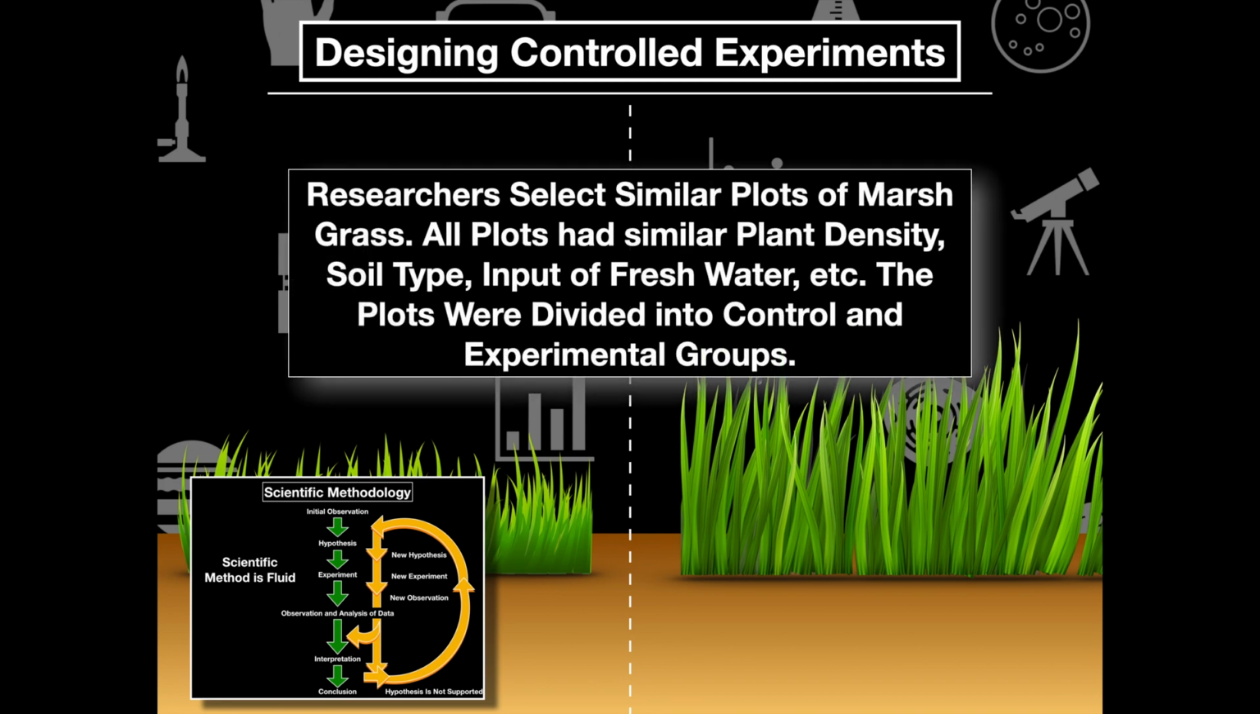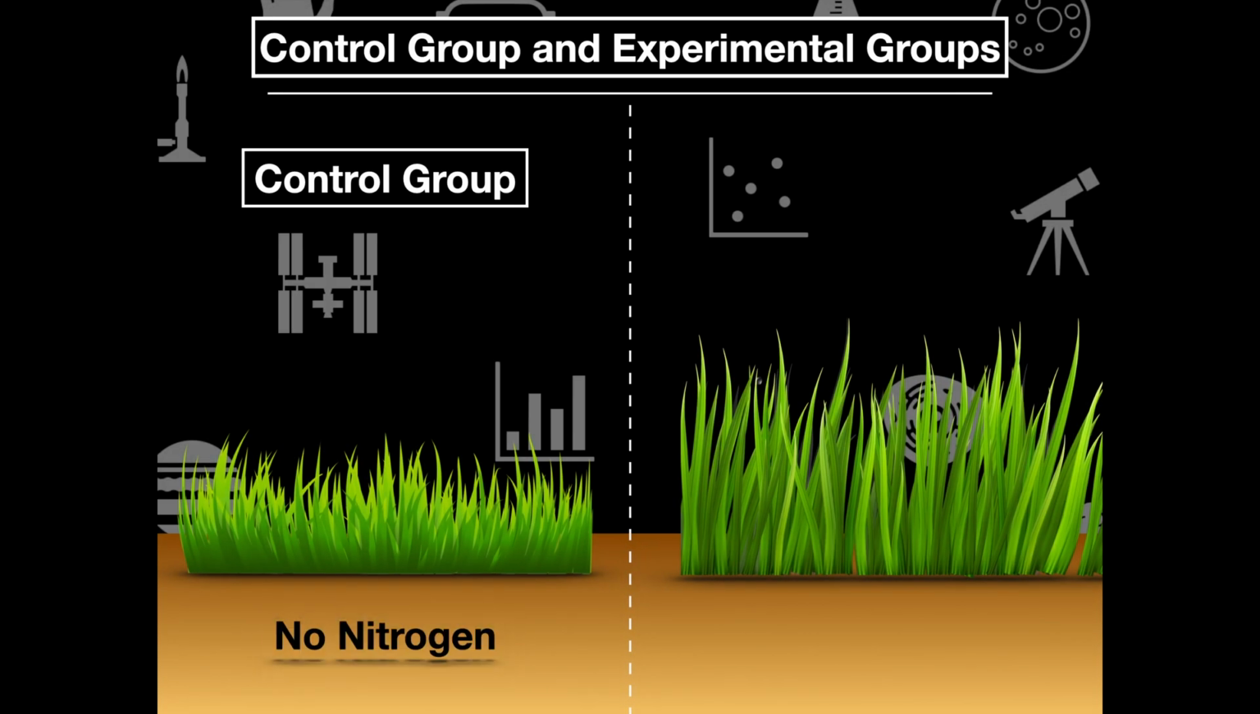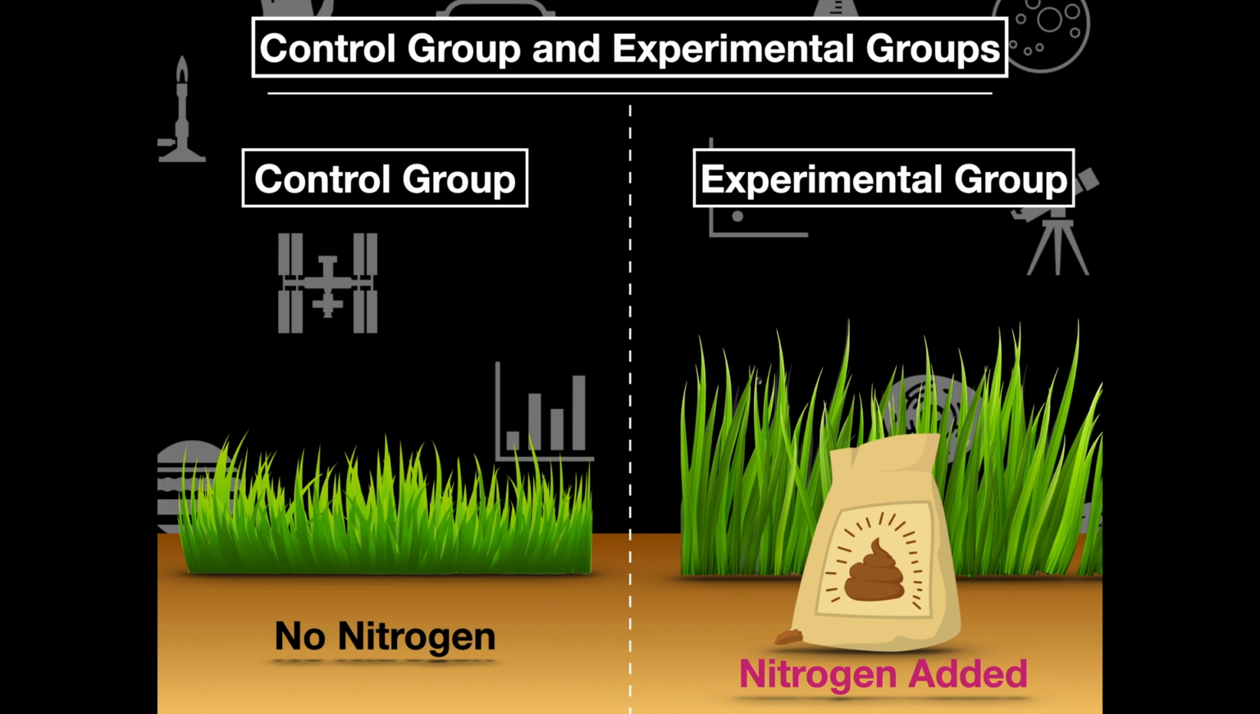After this, researchers select similar plots of marsh grasses. All the plots had similar plant density, soil type, input of fresh water, etc. Plots were divided into control and experimental groups. This is designing a controlled experiment, which we've talked about in class. Our control group consists of the grasses that do not get fertilizer. They're not given nitrogen, which is the main component of that fertilizer. The experimental group is given fertilizer, so nitrogen is added.